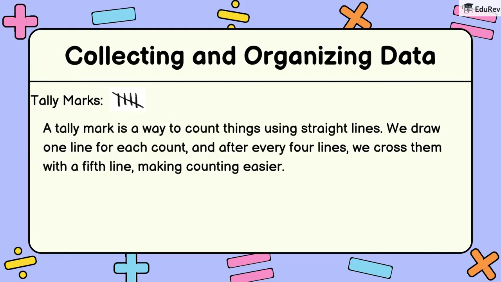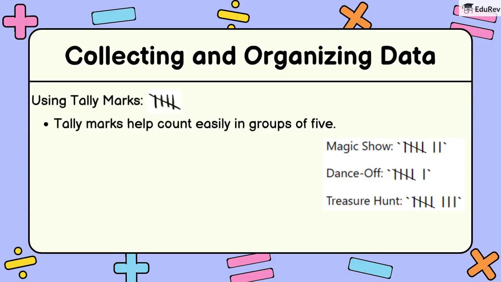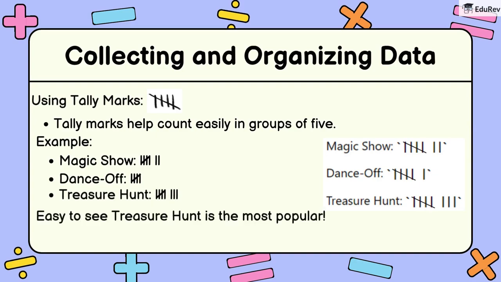A tally mark is a way to count things using straight lines. We draw one line for each count, and after every 4 lines, we cross them with a 5th line, making counting easier. Now, how can we make counting easier? We can use tally marks. Tally marks help us count easily in groups of 5. For instance, to represent the magic show, you could write this mark, and for the dance-off, you might write this mark. When you tally the treasure hunt, you would write this mark. This method makes it easy to see that the treasure hunt is the most popular choice.